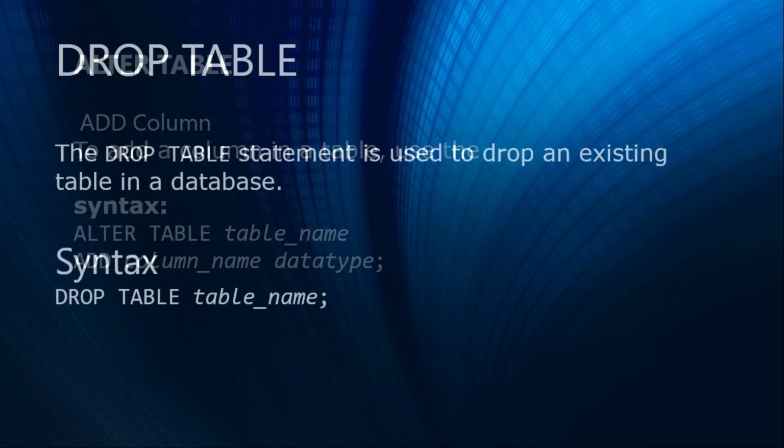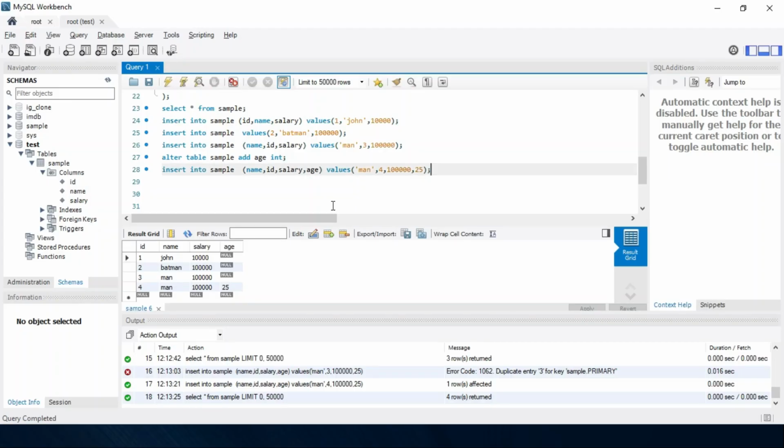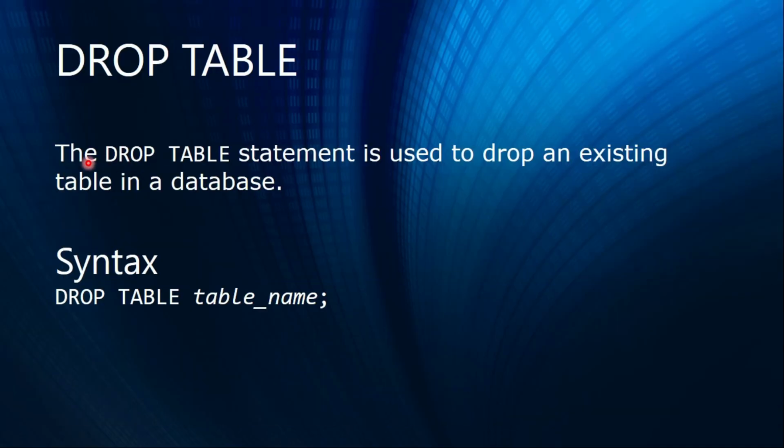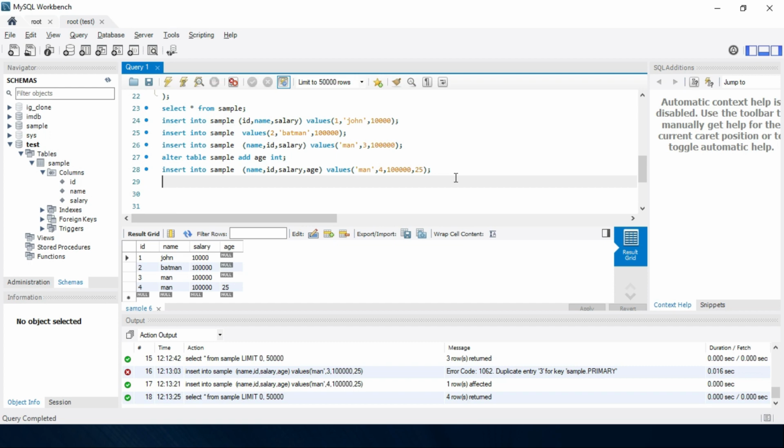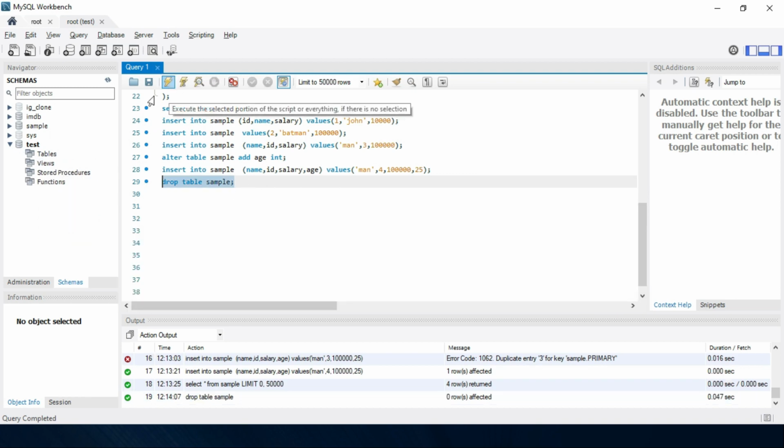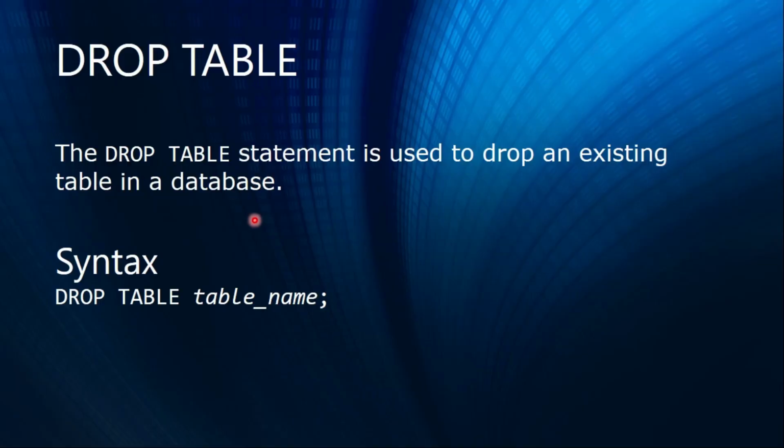So the next is drop table. If you want to drop the table, you can use the syntax drop and table name. So let's drop the table, drop table sample. If I run this everything will go, that is sample will vanish. As you can see, the test database is there, but tables we don't have anything here. This is how you drop the table.